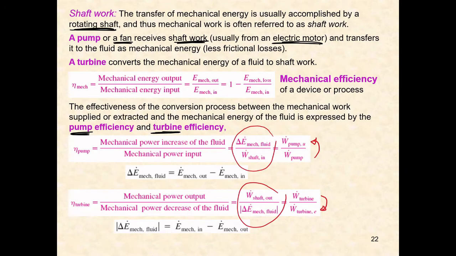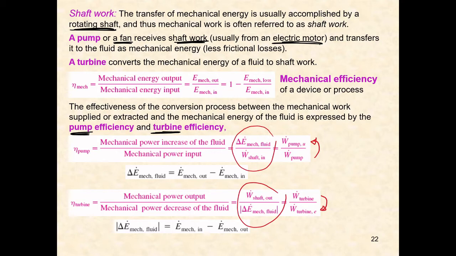Okay, now let's look at the shaft work. Shaft work is the transfer of mechanical energy, usually accomplished by a rotating shaft. So it means you look at something like a motor, then you have a rod that is spinning, that is a rotating shaft. The rotating rod is called the rotating shaft. The motor connects to the rotating shaft, and then to some kind of rotor, something like that.